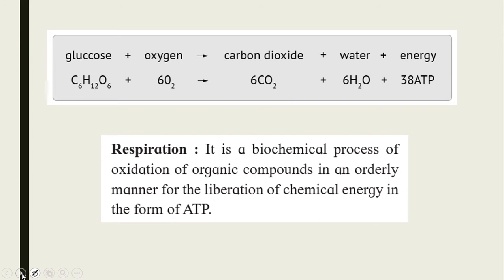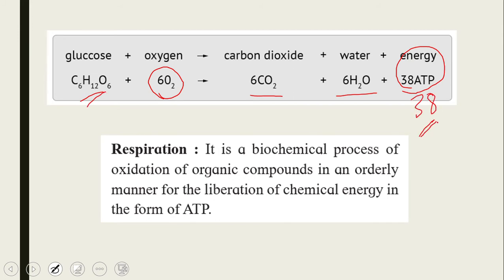Here you can see that the food which we are taking in is broken down into simpler substances like glucose, the organic compound, that is oxidized with the help of the oxygen which we inhale, and then it breaks down into CO2 and water. And the main product which we get here is the energy. Here you can see that one molecule of glucose is giving rise to 38 molecules of ATP. ATP is the energy which we need for all our metabolic processes.